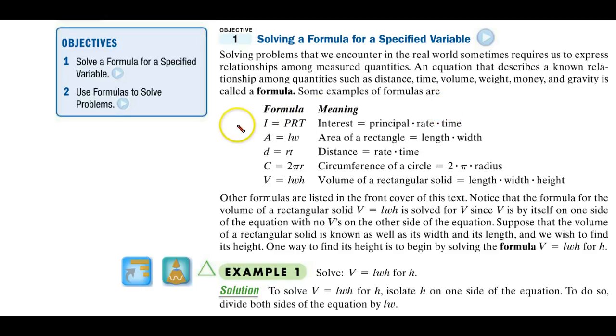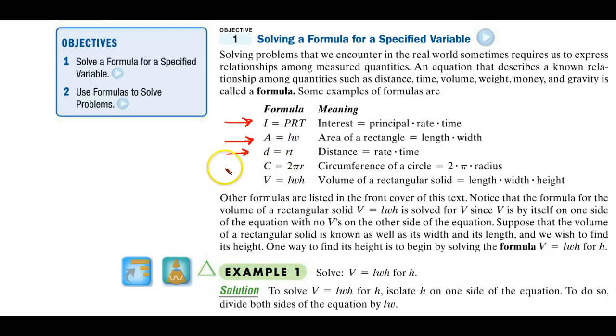This first one is the interest formula. Interest equals principal times the rate times the time. And you need to take notes on this. The next one is one you may be familiar with. Area equals length times width. That's the area formula. Now the distance formula, we mentioned this a little earlier. Distance equals rate times time.